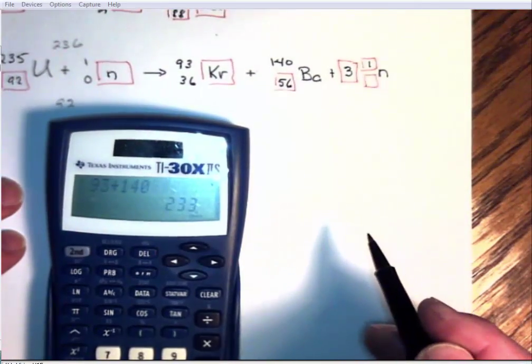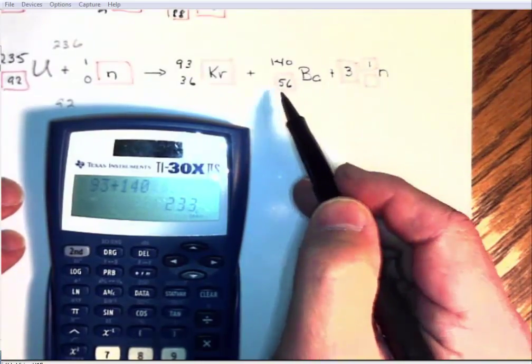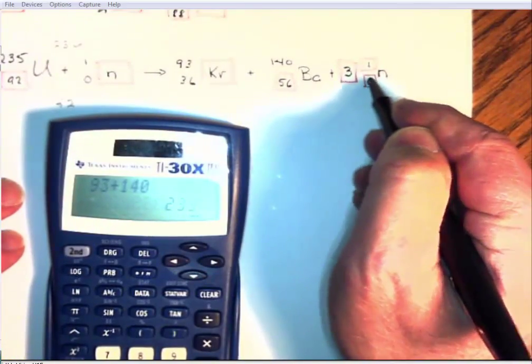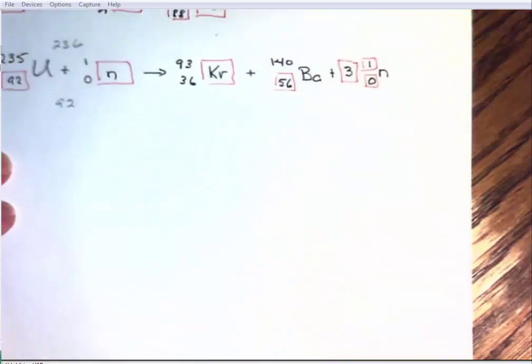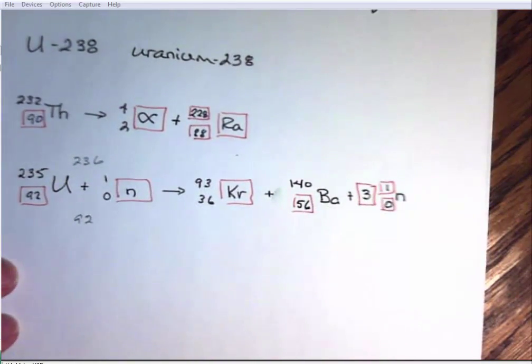Does that make sense? And this is 36 and 56, which adds up to 92, and that would give a 0 here, which makes sense because a neutron has an atomic number of 0. That work out okay?